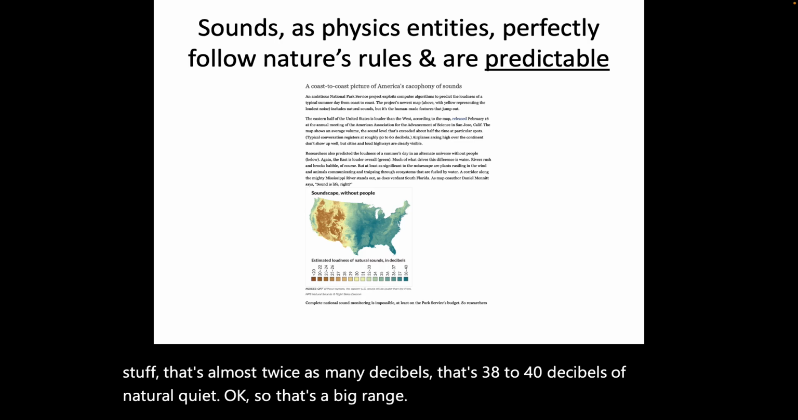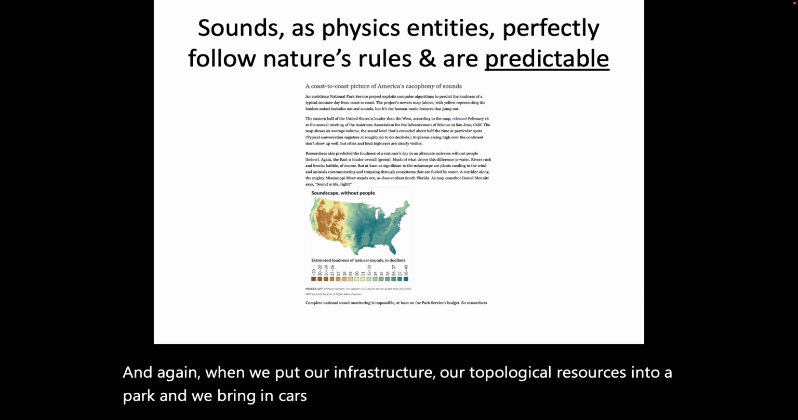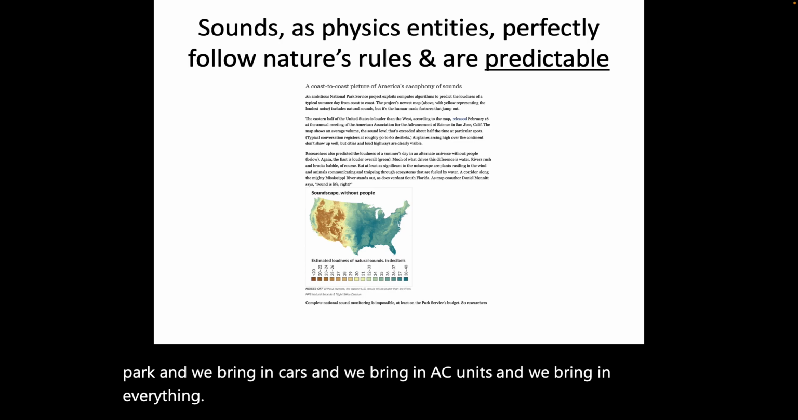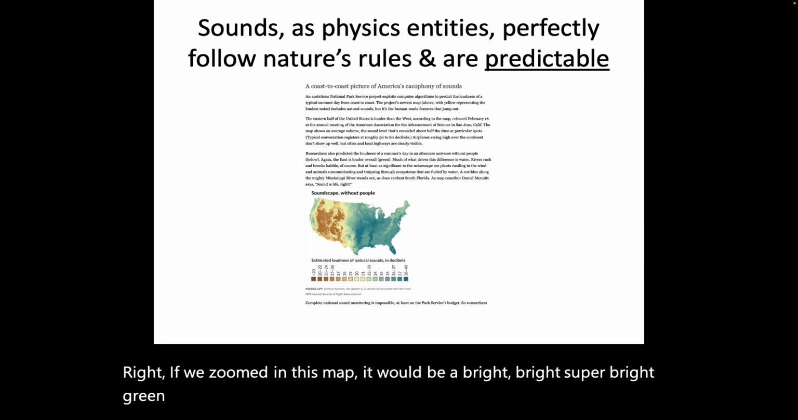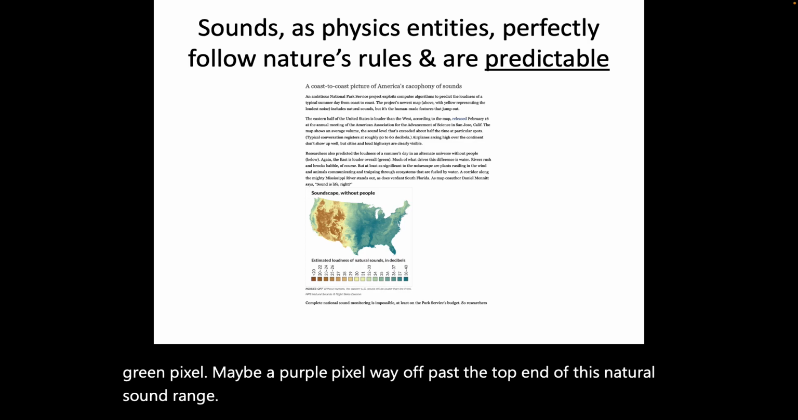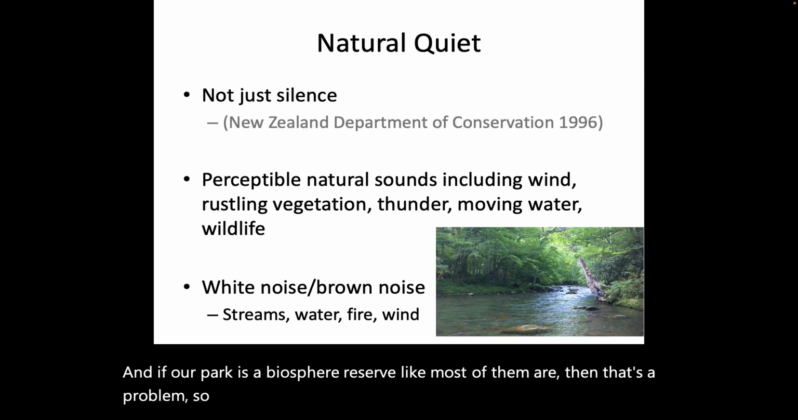And again, when we put our infrastructure, our topological resources into a park, and we bring in cars, and we bring in AC units, and we bring in everything, right? If we zoomed in this map, it would be a bright, super bright green pixel, maybe a purple pixel, way off past the top end of this natural sound range. And if our park is a biosphere reserve, like most of them are, then that's a problem. So we want to pay attention to the sense of natural quiet.